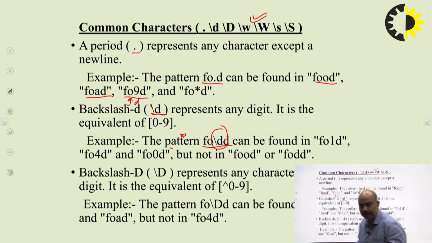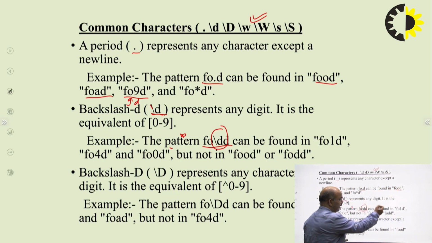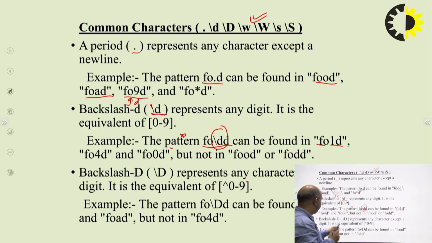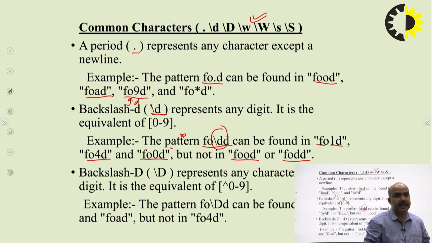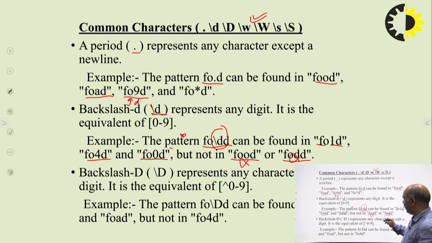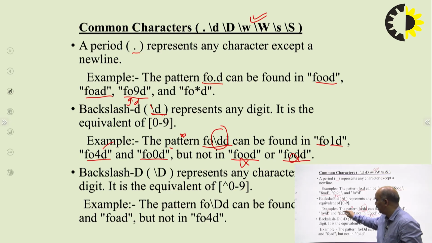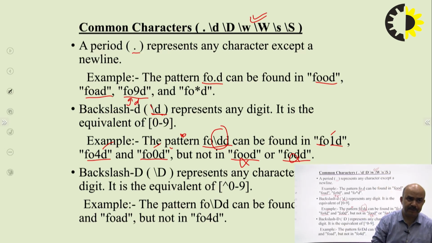In this example, fo1d will match, fo4d will match, and fo0d will match. But food and fo-d-d-d contain alphabetic characters, so they do not match that pattern. Here the pattern matching fails, but for these examples the pattern matching is successful.